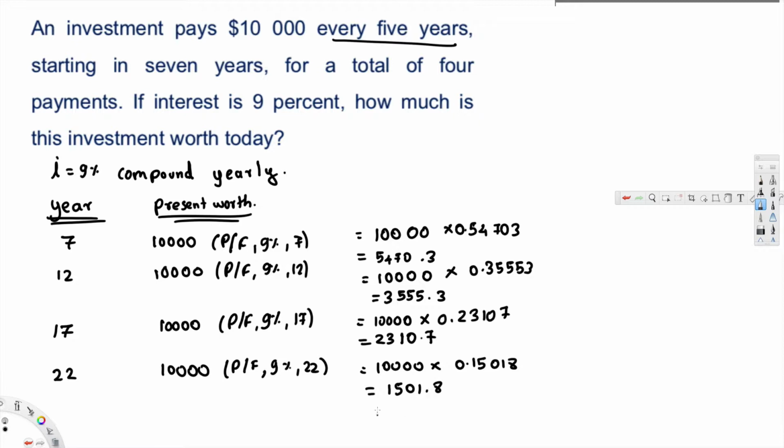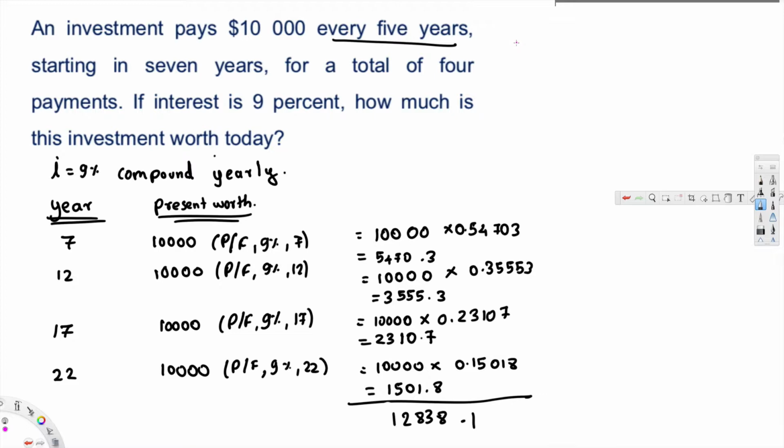Now if we add all together, that's going to give us 12,838.1. That's the final answer. The question is asking how much this investment is worth today, and it's 12,838.1. There are other methods to solve the same problem. Now let's look at the other method.